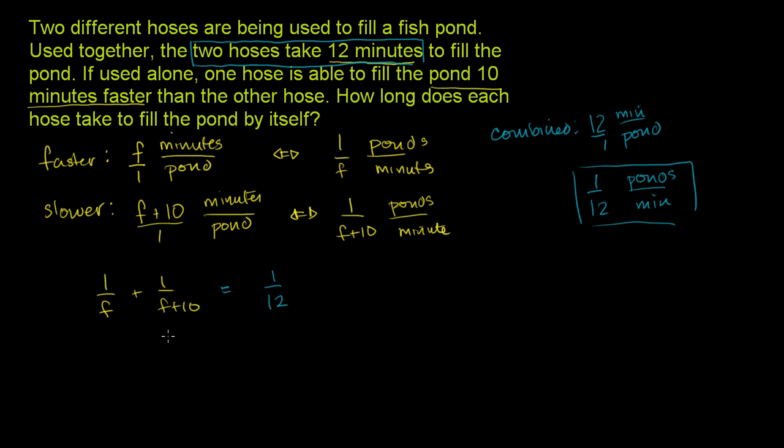And now we just have to solve for f, and then f plus 10 is going to be how long it takes the slower hose. So let's multiply. Let's see what we could do. We could multiply both sides of this equation times f and times f plus 10. So let's do that. So I'm going to multiply both sides of this equation times f and f plus 10.